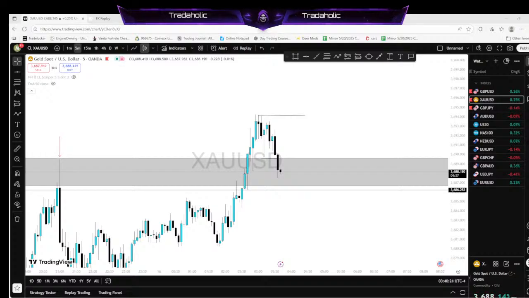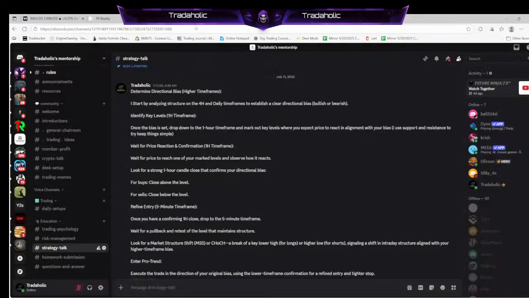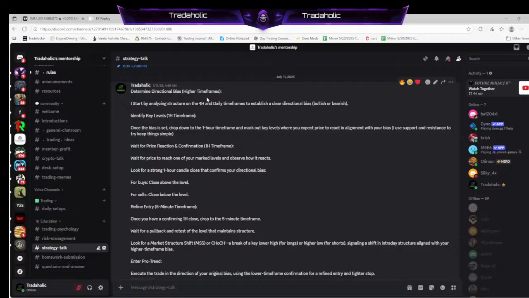That's why I say when I come to the chart, first I want to identify bias first. Looking at my strategy in Discord, first sentence: determine direction of bias, higher time frame. Determine my higher time frame bias. Am I looking to buy or sell on the day? And I determine that based off of how more time frames tell me to buy rather than telling me to sell, and vice versa.